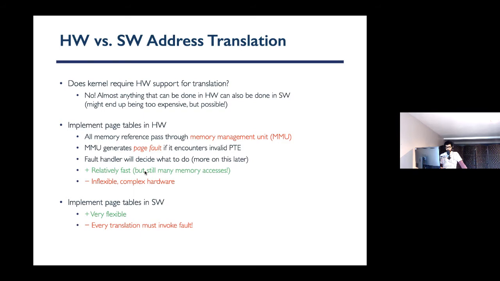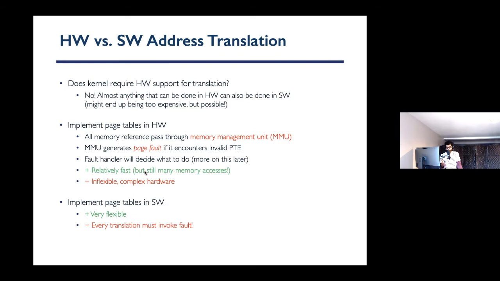It doesn't necessarily need to be the page tables that we talked about. It could use an inverted hash table. It could use anything it wants to do the translation. And then once the translation is done, it tells the hardware, here is the address, now go to the memory. And as you can see, this is very flexible. You can implement it any way you want, but it's super slow.